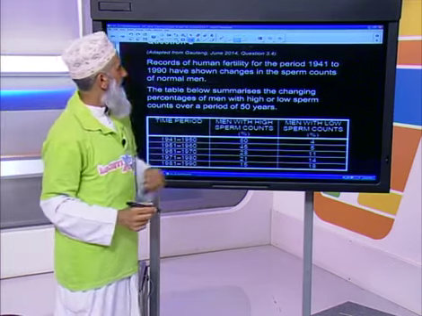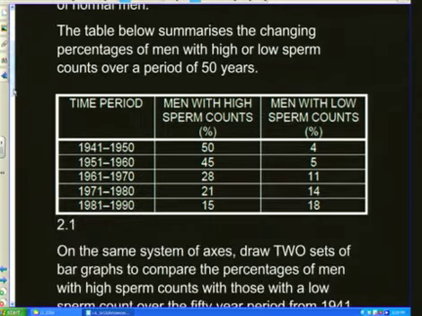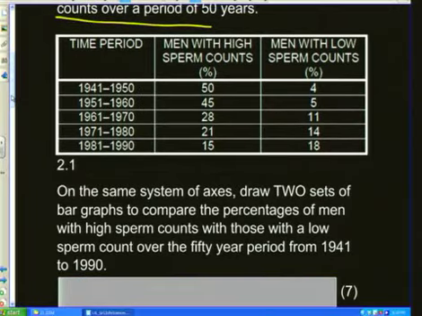Now, also from Gauteng, records of human fertility for the period 1941 to 1990 have shown changes. We need to worry about this one. Have shown changes in the sperm counts of normal men. The table below summarizes the changing percentages of men with high or low sperm counts over a period of 50 years. So there's a table, 1941 to 50 and so on.